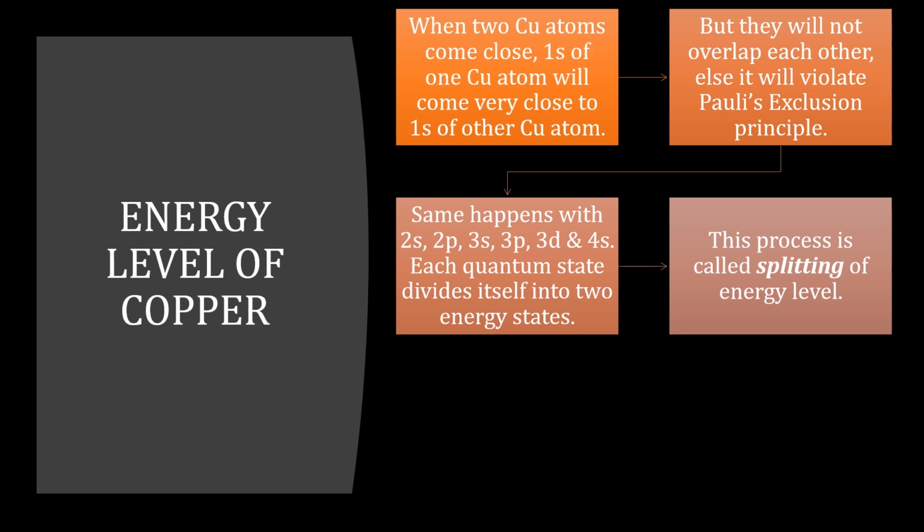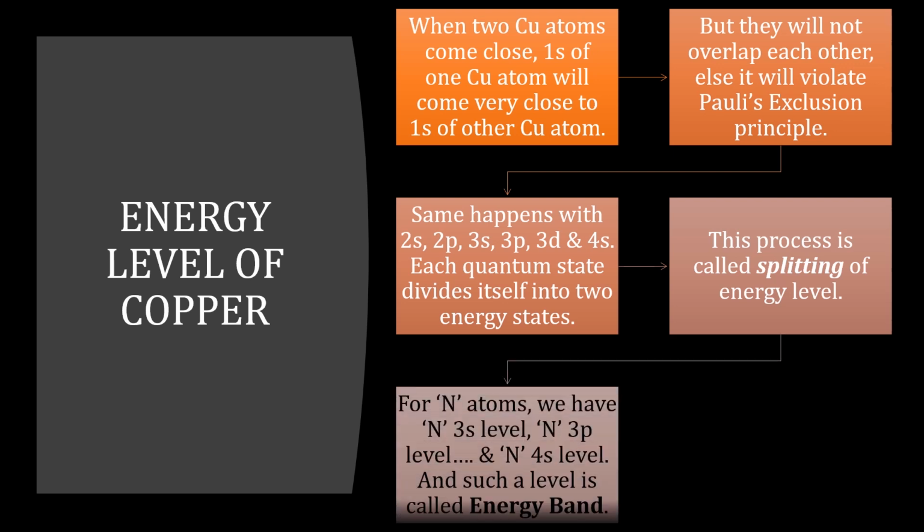Now in solid copper, there are many copper atoms. Let's say n. We want to understand what will happen if these n atoms come close to each other. Then instead of having one 3s level, we will have n 3s levels, n 3p levels and n 4s levels.